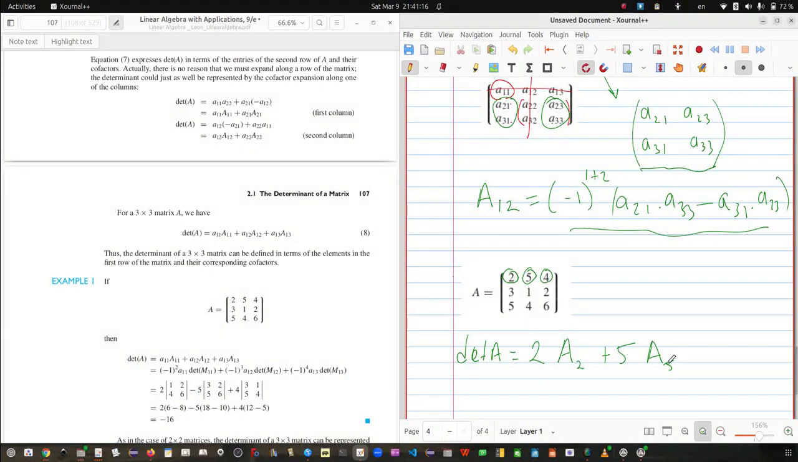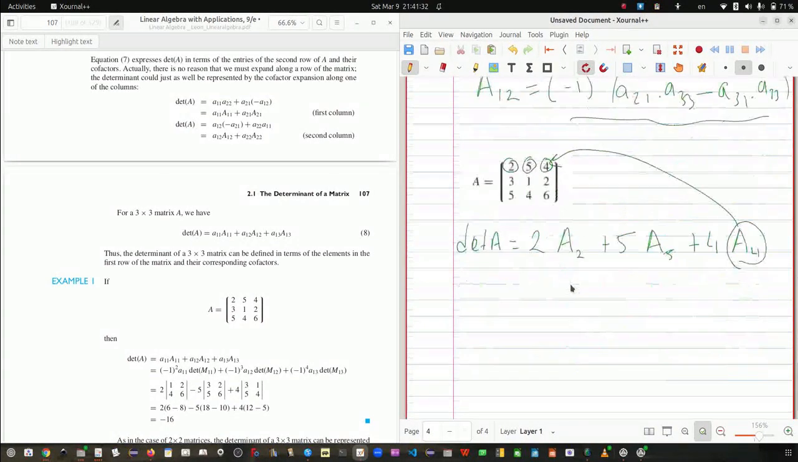5 in this case is 1, 2. And then 4 times cofactor of the 4. 4 means the element 4 is here, and removing the column and row will give us the cofactor of the place which 4 belongs to. So the way we do is 2 times minus 1 to the power 1 plus 1. Location is 1 plus 1, right?